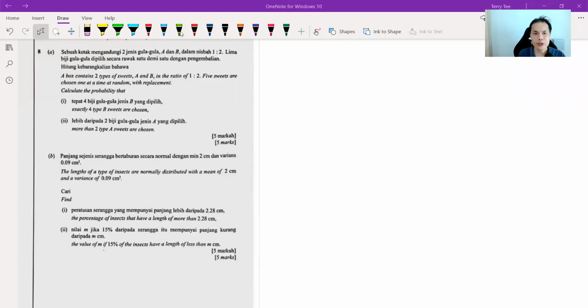Okay, moving on to section B, question number 8. So here we have a box that contains 2 types of sweets, A and B, in the ratio of 1:2. Five sweets are chosen at random with replacement. Now remember, when you draw, you put back, you draw again. It's a binomial distribution. The probability is fixed, it is constant. So we can use the binomial distribution formula, which is P(X = r) equals nCr p^r q^(n-r). So the first part here, we want to find exactly four type B sweets chosen. Type A and B sweets are in this ratio 1:2.